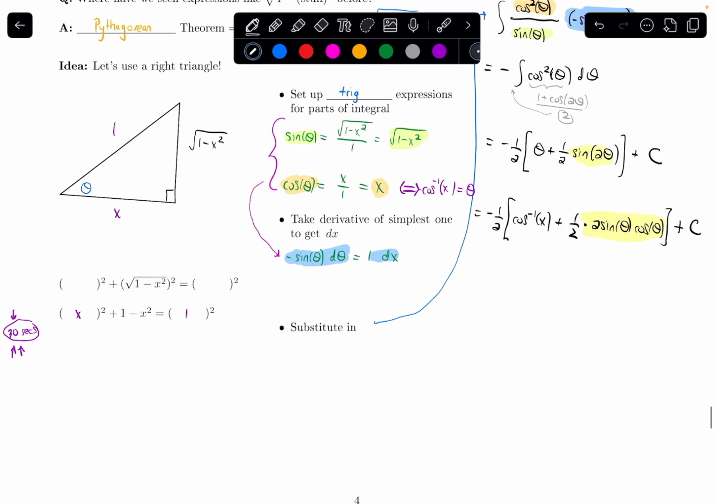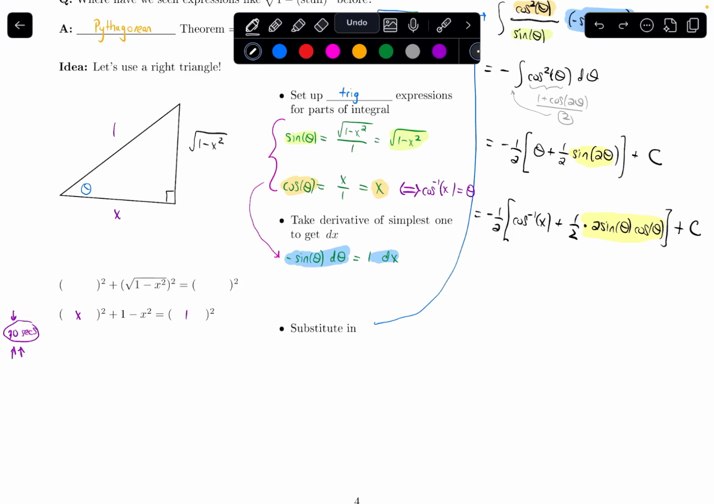Oh, and that's nice because I know sine of theta. It's just this square root term. And I know cosine theta. Cosine theta is just x. So I can plug those in. So I got that -1/2 in front, big old bracket, cosine inverse of x. The 2's cancel. Sine of theta is square root of 1 minus x squared. That'll multiply cosine of theta, which is x. But let me just put that in front of the square root. I just think that looks a little nicer. Close the bracket, and I got my plus c. And we got it. We got our answer.